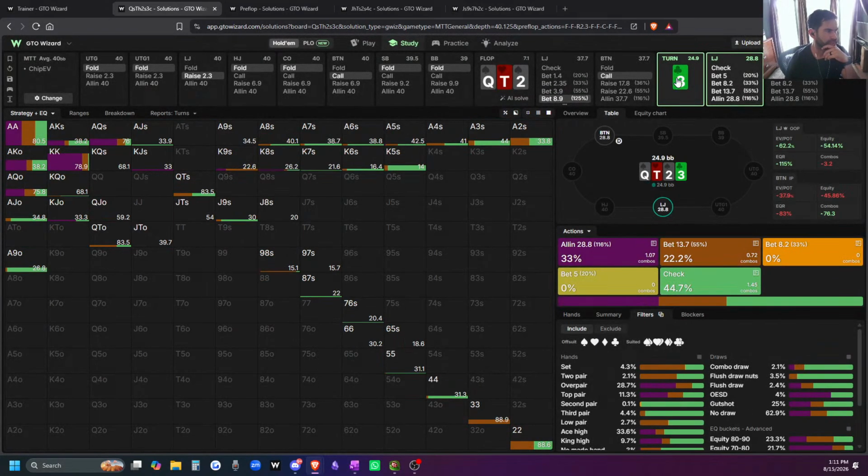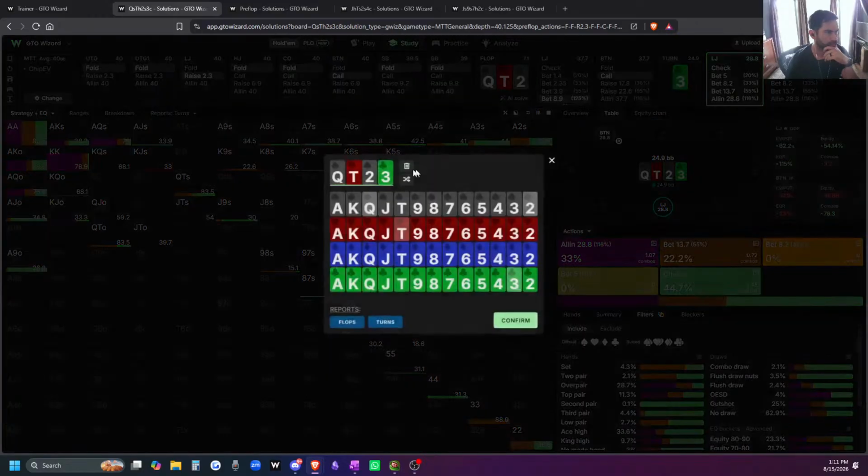Probably not on a brick turn. Oh no, we're still doing plenty of jams. I guess it's because the SPR is so low. It's a one SPR here. Exactly. Right. That's kind of what I was alluding to.